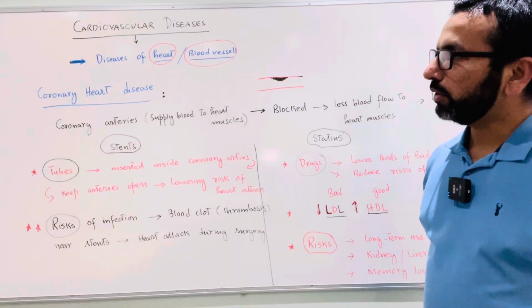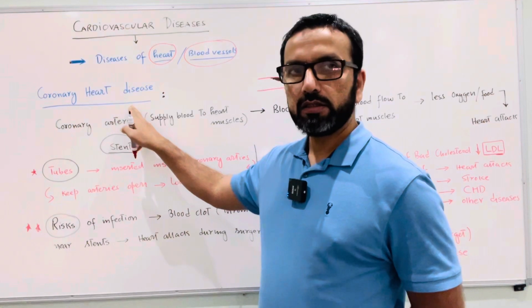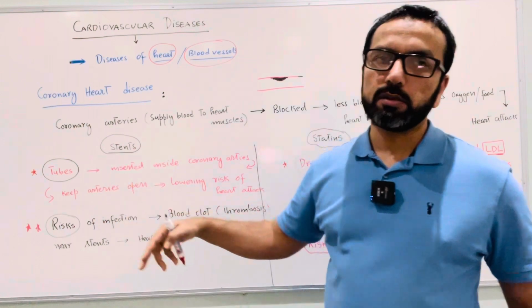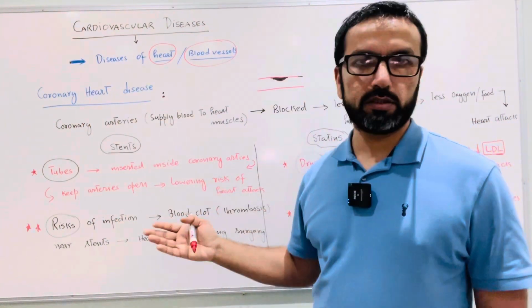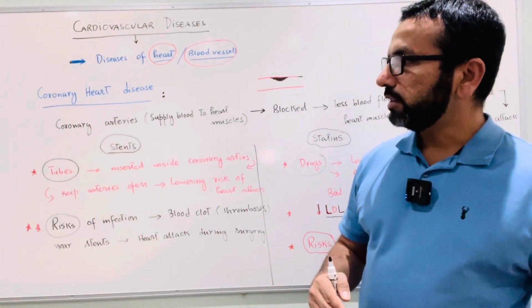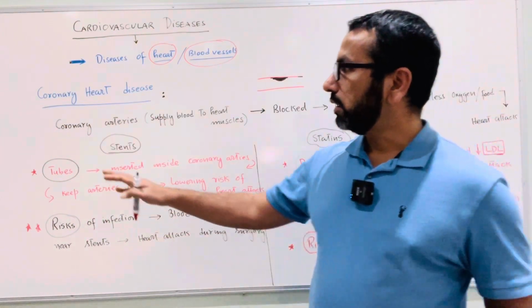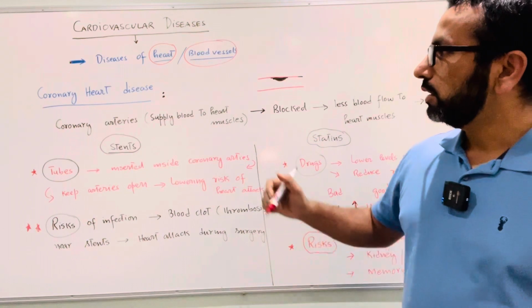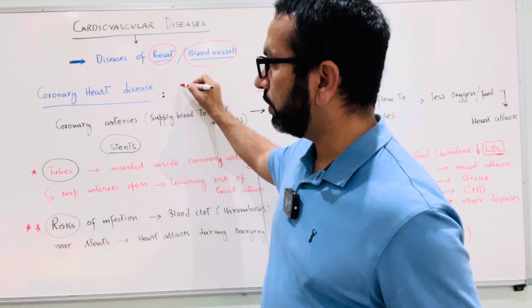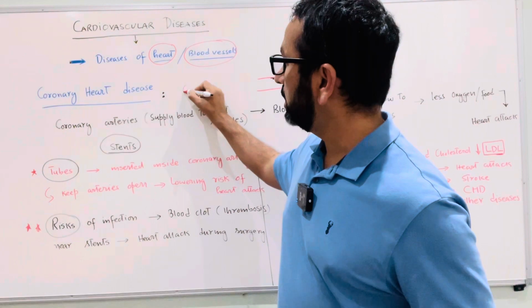One very important cardiovascular disease is called coronary heart disease. Coronary arteries are arteries which supply blood to our heart muscles. So the blood carries oxygen and food to heart muscles through the coronary arteries. Any disease because of coronary artery blockage is called coronary heart disease, CHD.